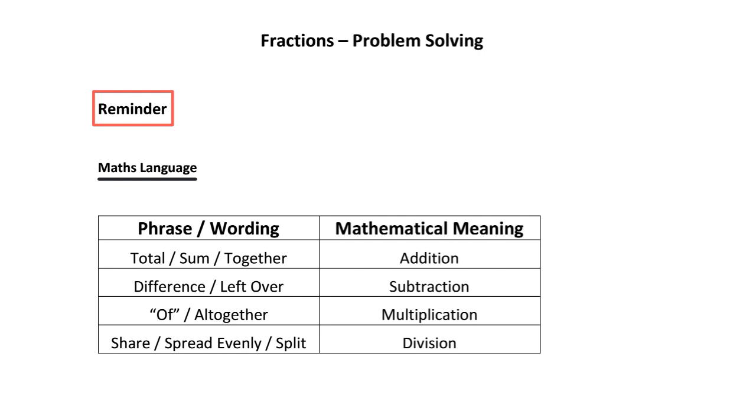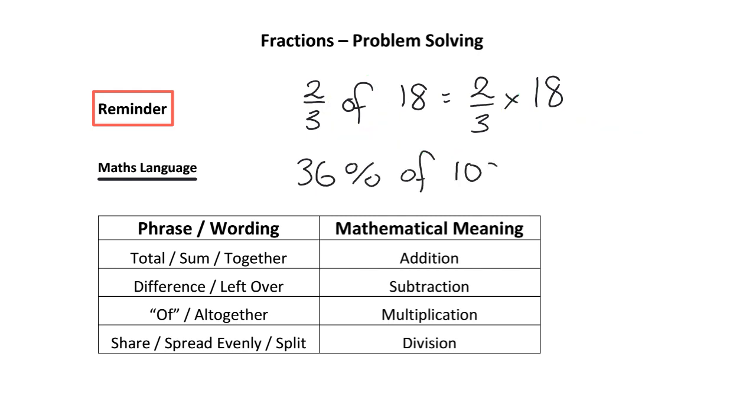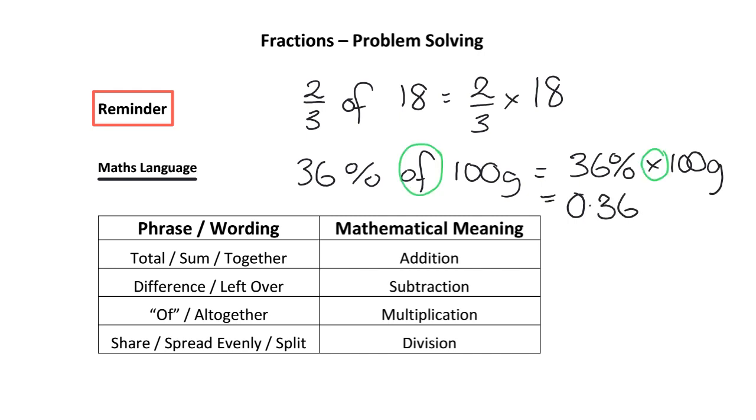Now, another one that's a little bit more complex, and more related to your work as you move further forward, is the word "of". I'm going to give you an example of where "of" means multiplication. On your BODMAS, you might find that you have fractions of, so 2/3 of 18. Well, that's another way of writing 2/3 times 18. You could also have 36% of 100 grams. That's the same as saying 36% times 100 grams, and in that instance, we would be changing the 36% into its decimal form of 0.36.